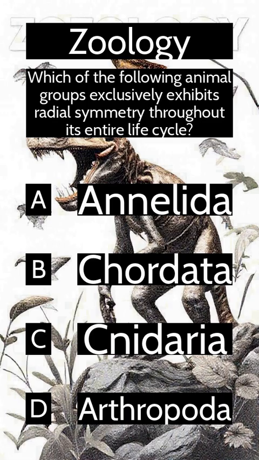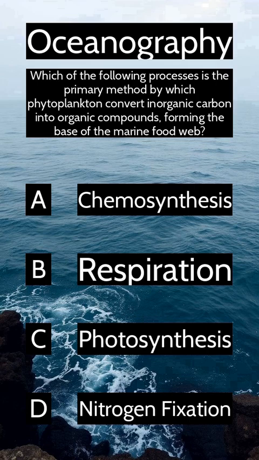ambiguity. Which of the following animal groups exclusively exhibits radial symmetry throughout its entire life cycle? Answer C. Cnidaria. Which of the following processes is the primary method by which phytoplankton convert inorganic carbon into organic compounds, forming the base of the marine food web?